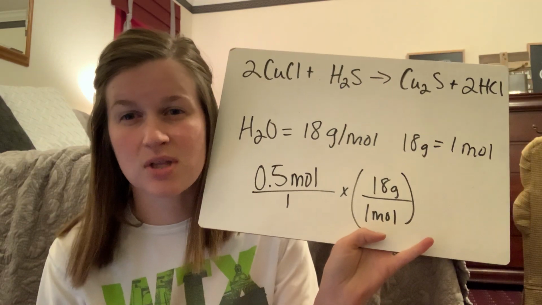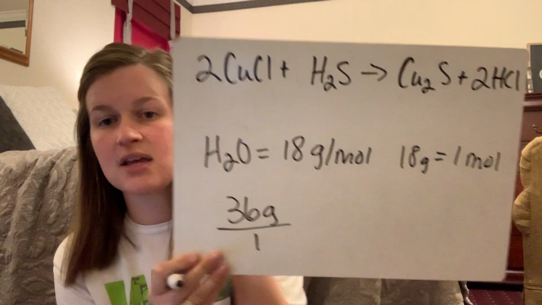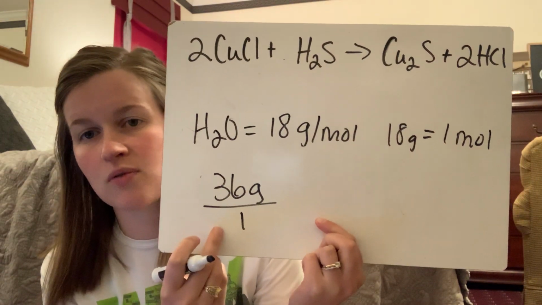There's 1 on the bottom, so that's all you're dividing by, and something divided by 1 is itself. If I were to, instead of saying 0.5 moles, say that I have 36 grams of water, I'm still going to start with my given. So I'm going to put that 36 grams over 1. And I'm trying to figure out how many moles that is.